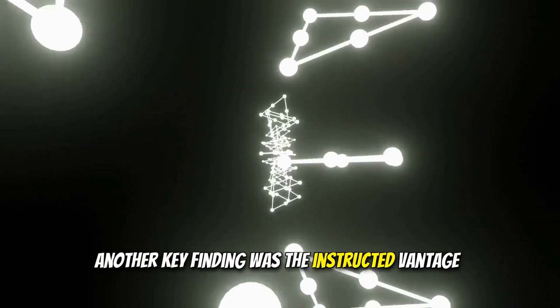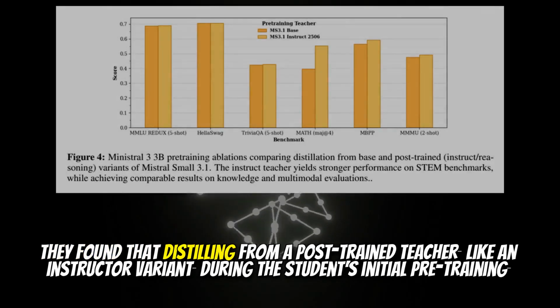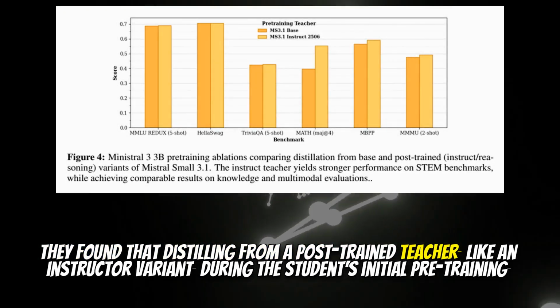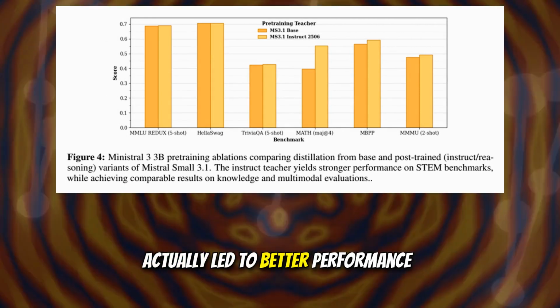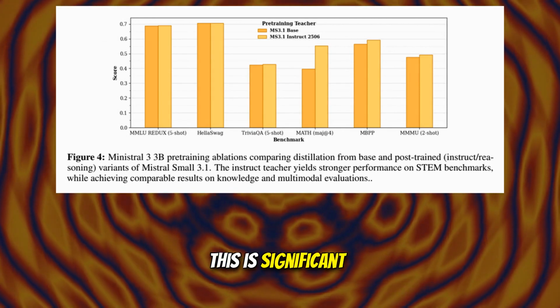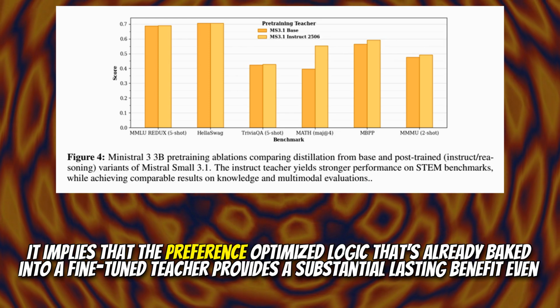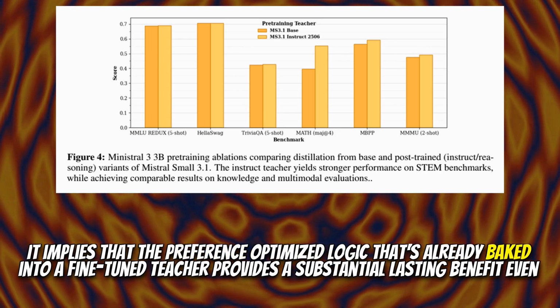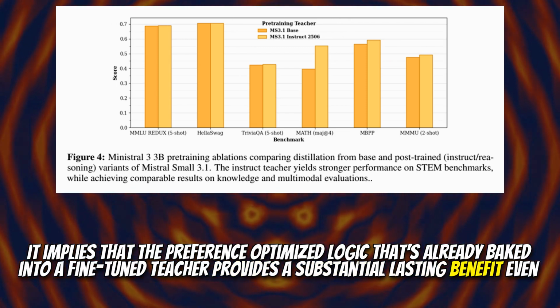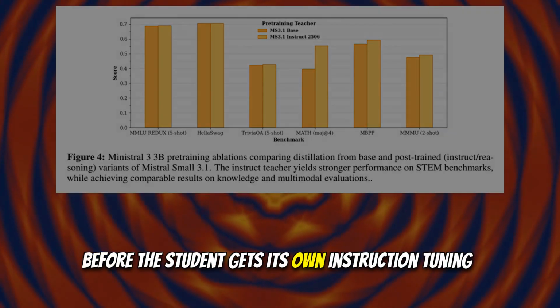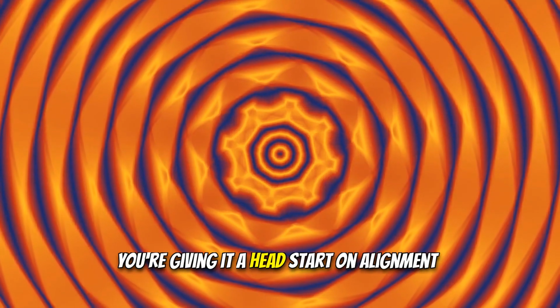Another key finding was the Instruct advantage. They found that distilling from a post-trained teacher, like an Instruct variant, during the student's initial pre-training actually led to better performance. This is significant. It implies that the preference-optimized logic that's already baked into a fine-tuned teacher provides a substantial lasting benefit, even before the student gets its own instruction tuning. You're giving it a head start on alignment.